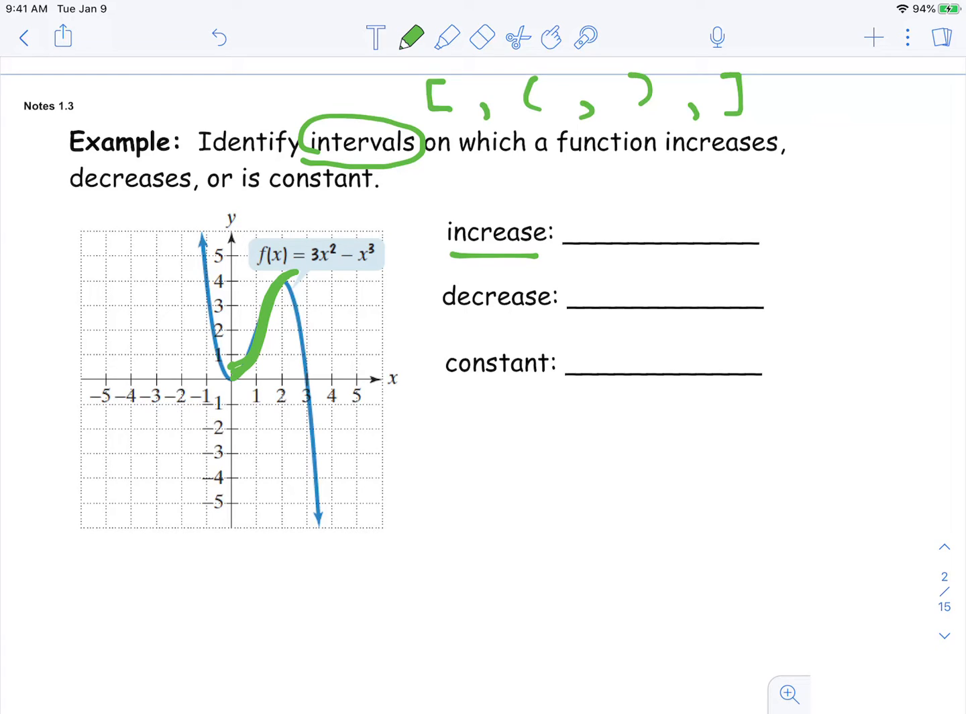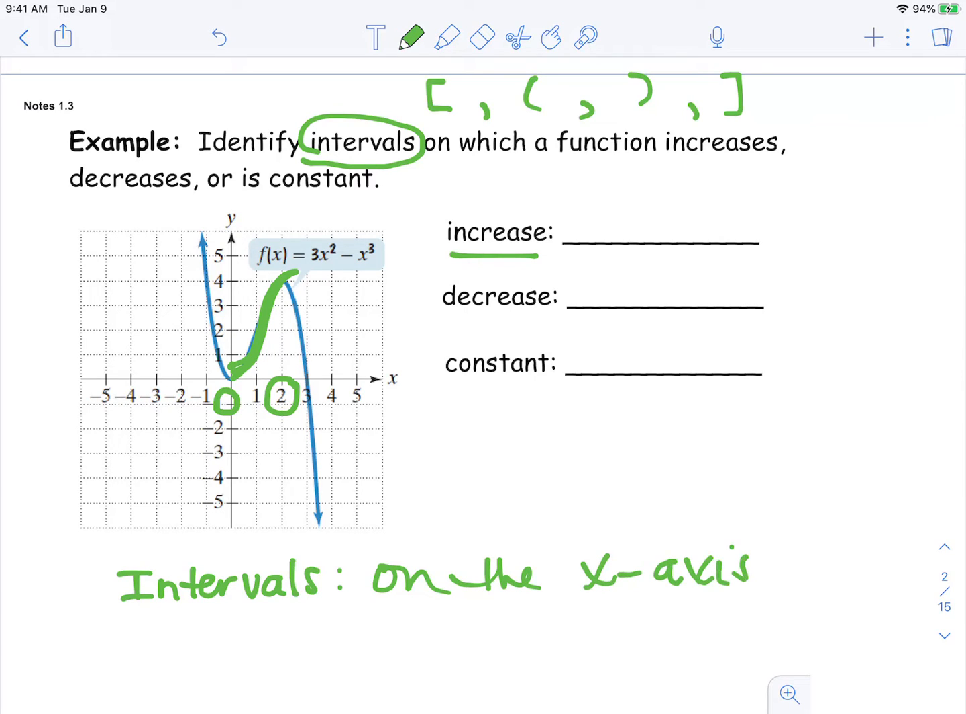So when we do intervals, we go on the x-axis. X-axis only. So we start at 0 and then we stop at 2. So intervals are on the x-axis only. So it increases from 0 to 2.